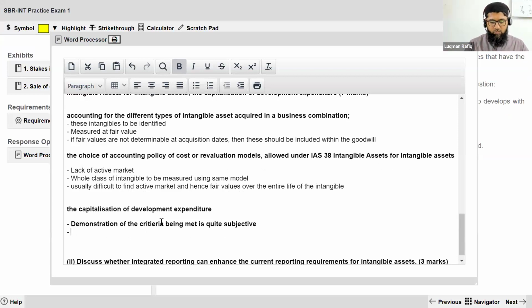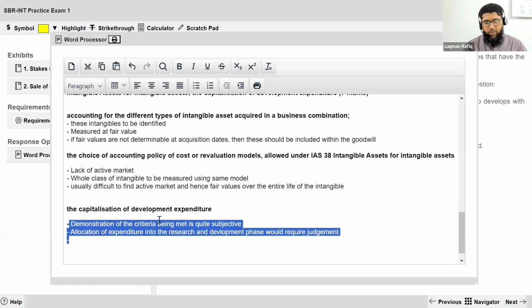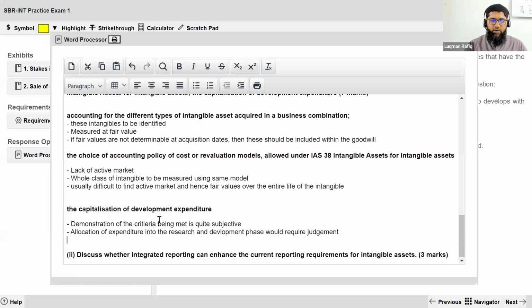Plus, allocation of expenditure into the research and development phase would require judgment. Right? So these are the few pointers that you are going to write.